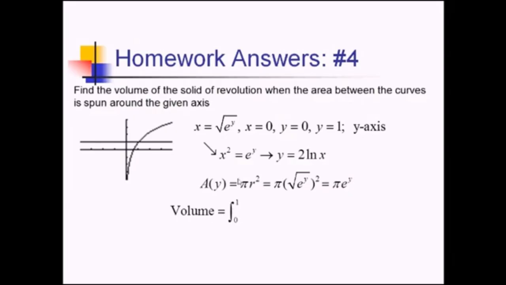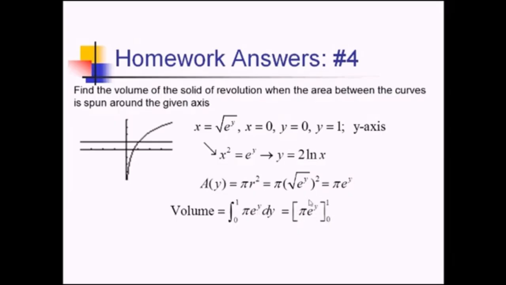And inside here, I'm going to have my A of y function, which, since again I'm doing this by hand, I'll actually write in there. So pi e to the y and then dy. The antiderivative of this is actually not so bad. It's also pi times e to the y. And I'm evaluating that from 0 to 1.